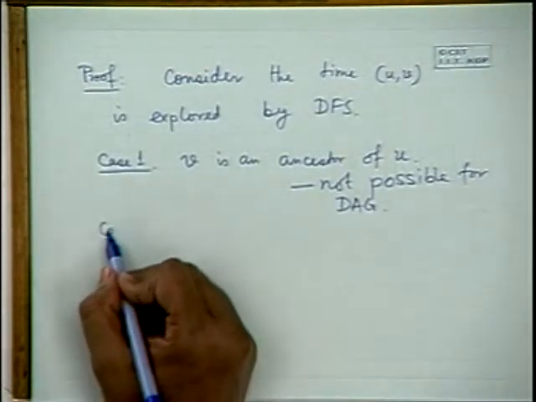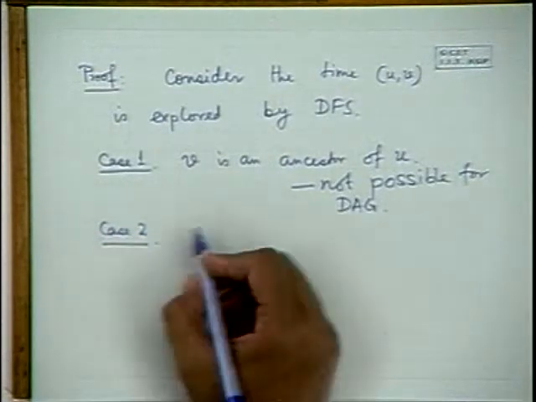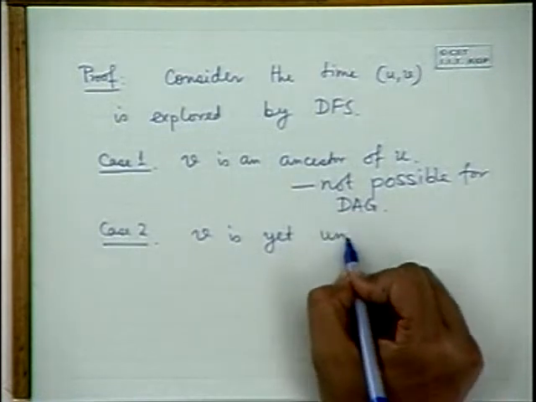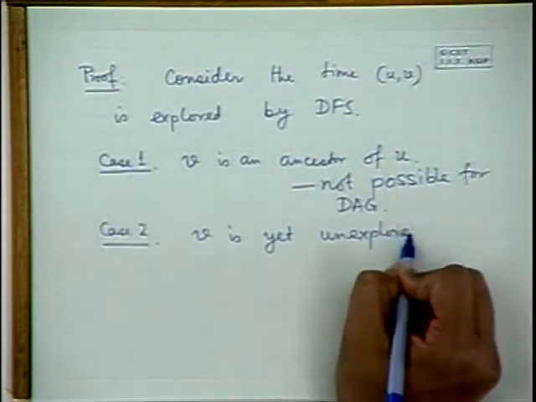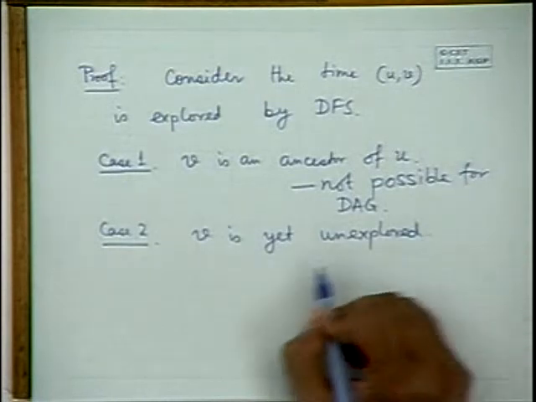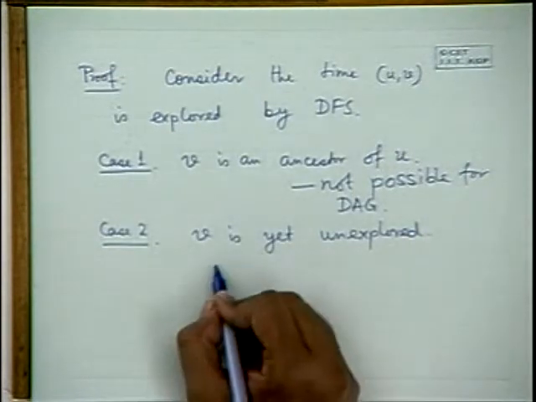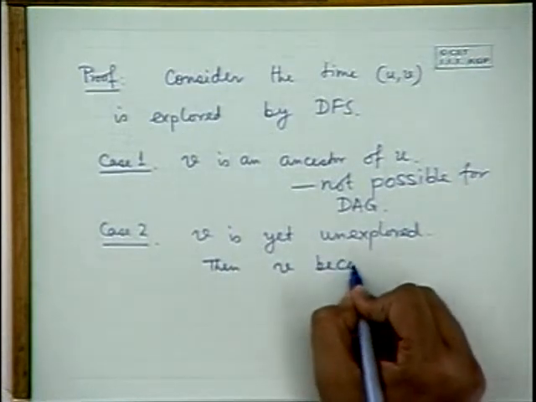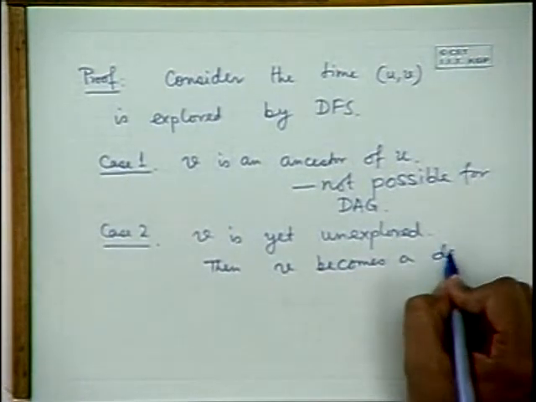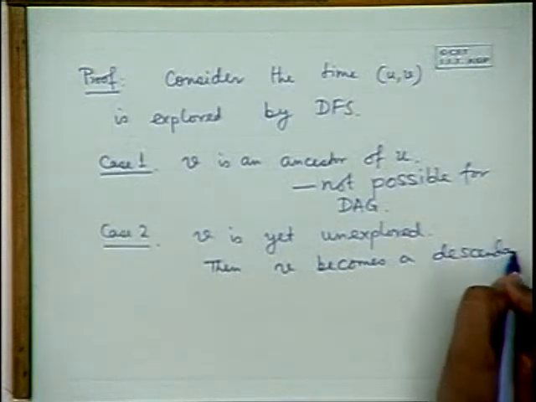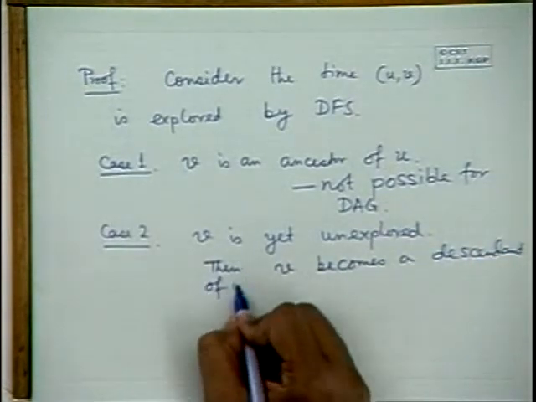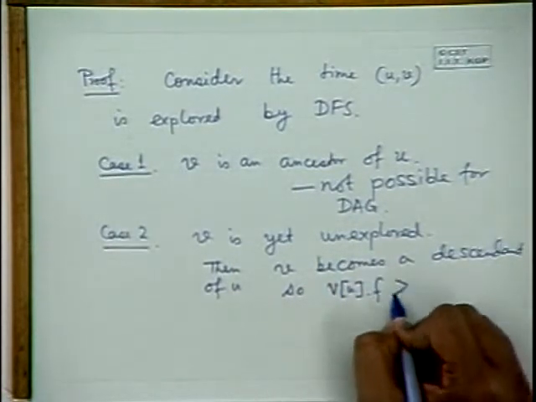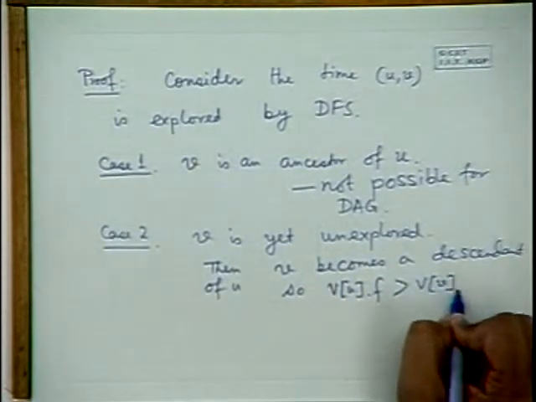Case 2: V is yet unexplored. You have not explored V yet. In that case, V becomes a descendant of U. So U.F is greater than V.F in that case.